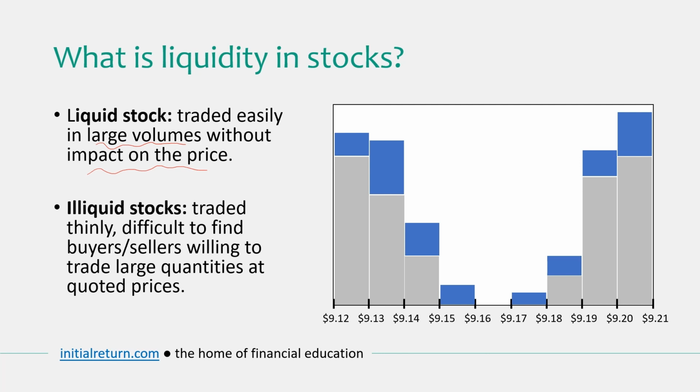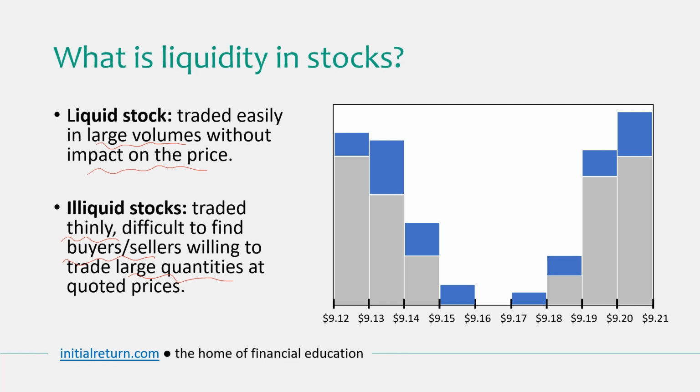Illiquid stocks are quite different. They trade thinly, so there's not much trade volume. And for such stocks, it would be quite a challenge to find buyers or sellers who would be willing to trade large quantities at the quoted prices. A good example can be some of the penny stocks, right? These are stocks with low prices, that are more speculative, smaller companies, so they tend to be a lot more illiquid compared to, for example, large cap stocks.